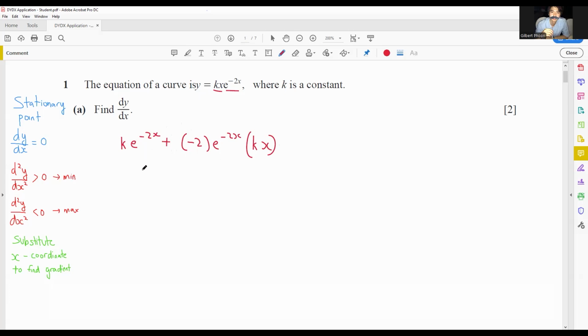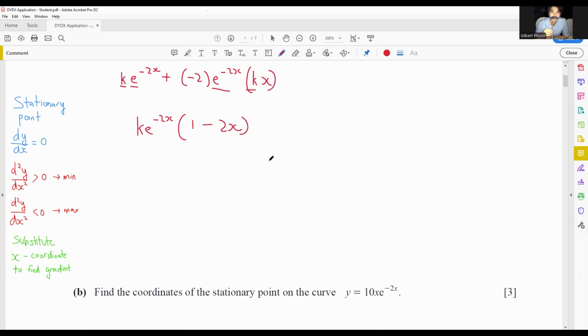Now, from here, all we have to do is simplify the equation and factorize out the like terms. So we have both e to the power of negative 2x and k on both sides. So I can just take out k e to the power of negative 2x. And I'm left with, inside the bracket here is 1. Inside the bracket here is minus 2x. Okay, first part here, very simple.